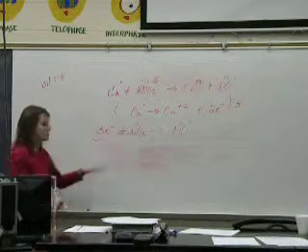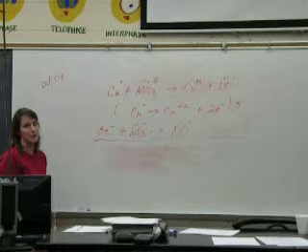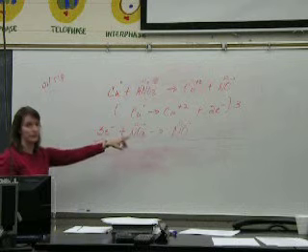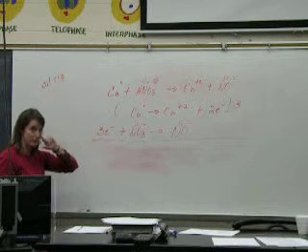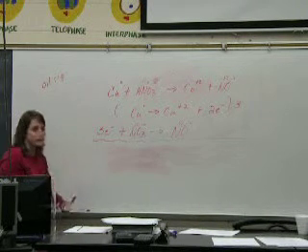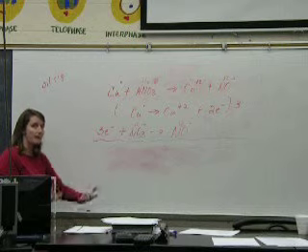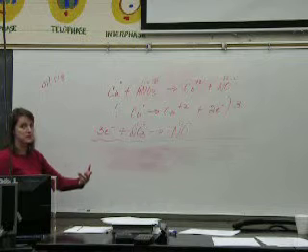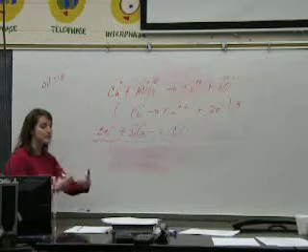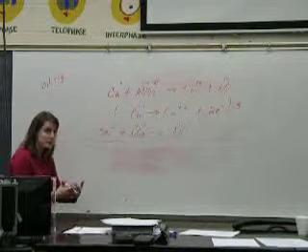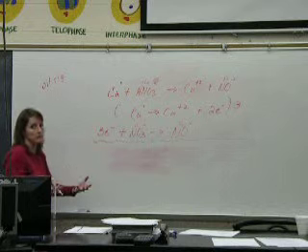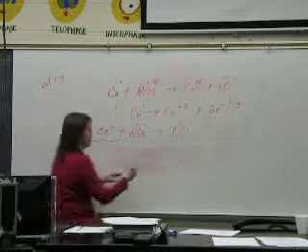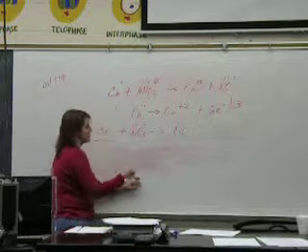Have I balanced everything in there? No. The nitrogen is balanced, right? But the oxygens are not. Balancing redox requires that you add water, hydrogen, or hydroxide ions depending on the situation. This is acidified. How do I know it's acidified? Nitric acid. So I balance oxygen by adding water to the opposite side.